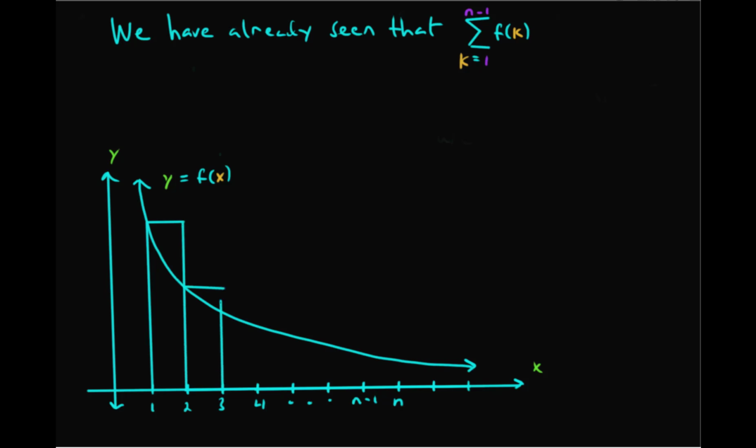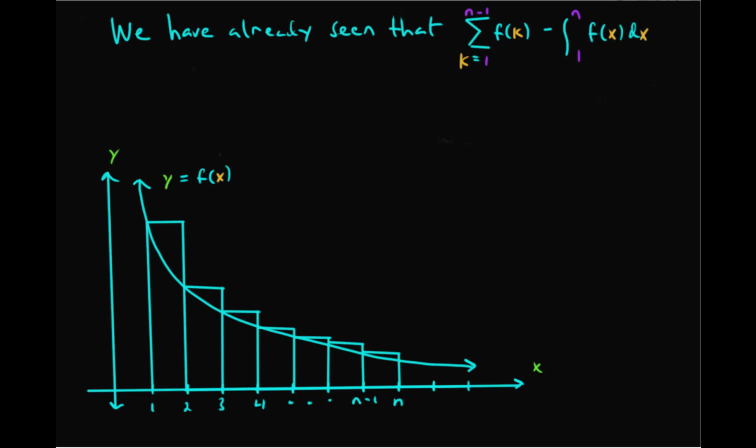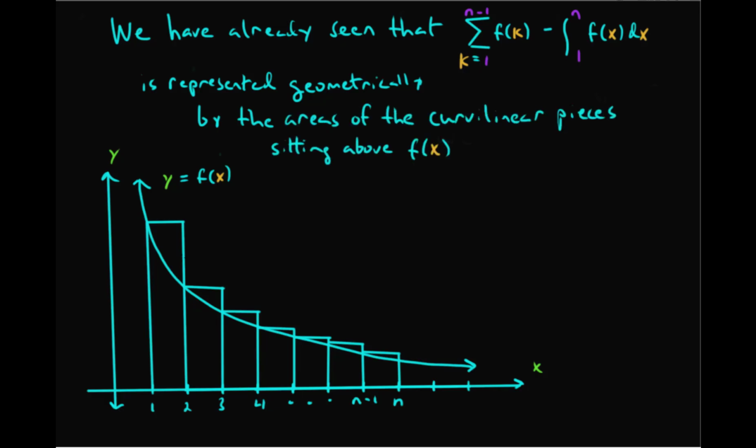And we've already seen that the discrete summation of the values of f of x, so the summation from k equals 1 to n minus 1 of f of k, minus the integral from 1 to n of f of x dx, can be represented geometrically by the sum total of the areas of the curvilinear pieces sitting above f of x, which we called d sub n. Now I want to make the observation, which is that d sub n, the sum total area of all those curvilinear pieces up to n, is less than the value of f of 1.